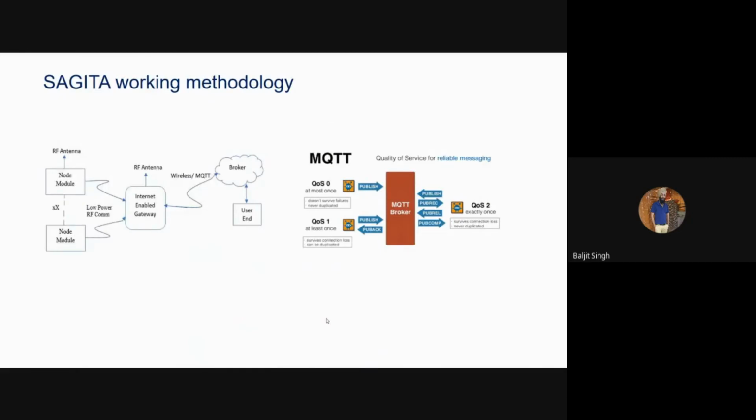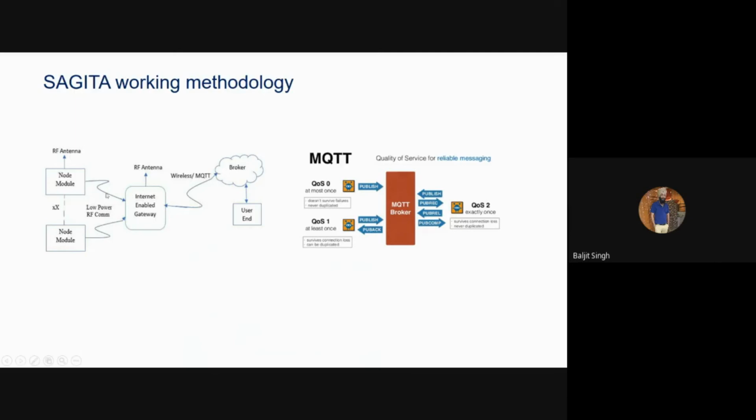So our complete system is working something like this. There are different node modules, various different sensor nodes. They are using LoRaWAN communication, therefore we have used RF antennas. So low power RF communication through LoRaWAN to the internet enabled gateway, which is acting as a client for the MQTT broker.